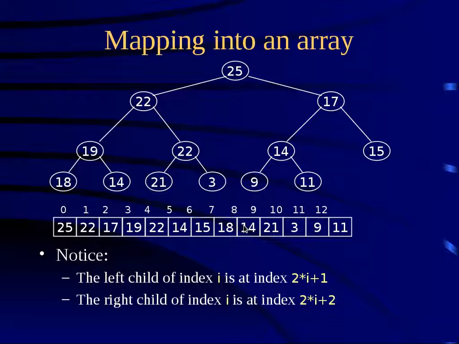Let's go with that 14 again, because there's another 14 over there. This 14 is at index 5. That makes more sense. 2 times 5 is 10, plus 1 is 11, or plus 2 is 12. Wow, that was bad. So index 12 is the 11. So you can quickly calculate where their left children and their right children are with this calculation. Isn't that nice?